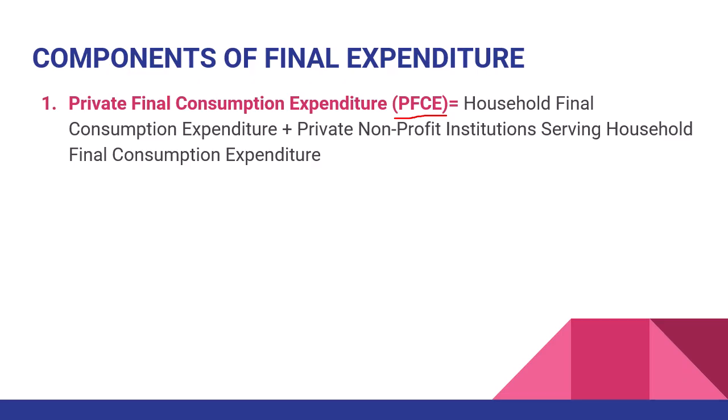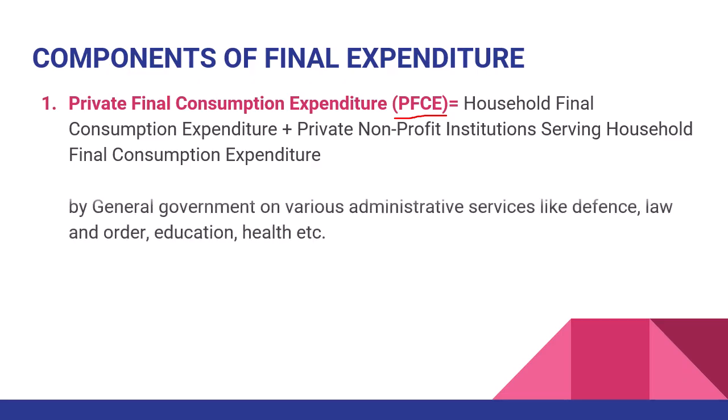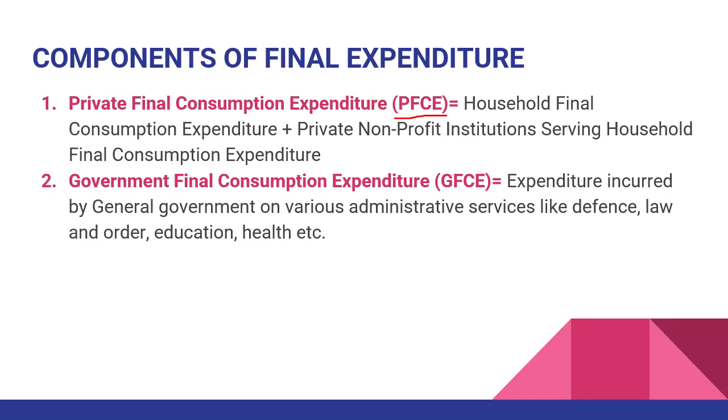Then next is government final consumption expenditure. Now this includes the expenditure incurred by the government on providing free services to the public like defense, law and order, education, health, etc. Also the salaries which are paid by the government and other such expenses of daily routine, they are also part of government final consumption expenditure.